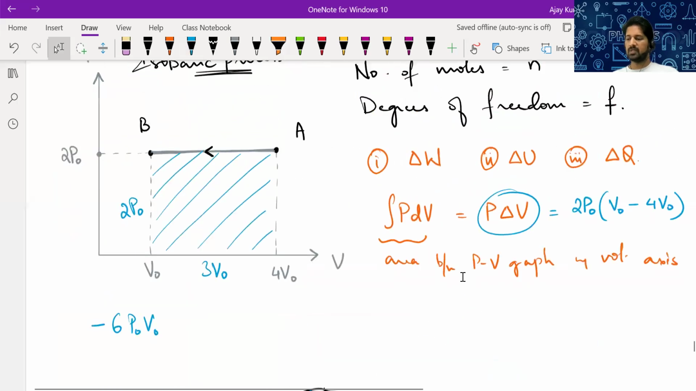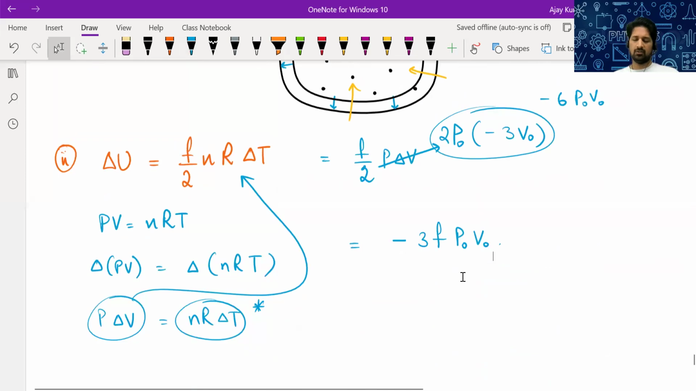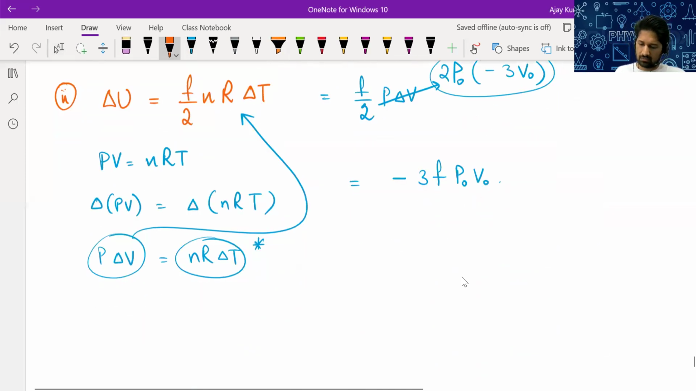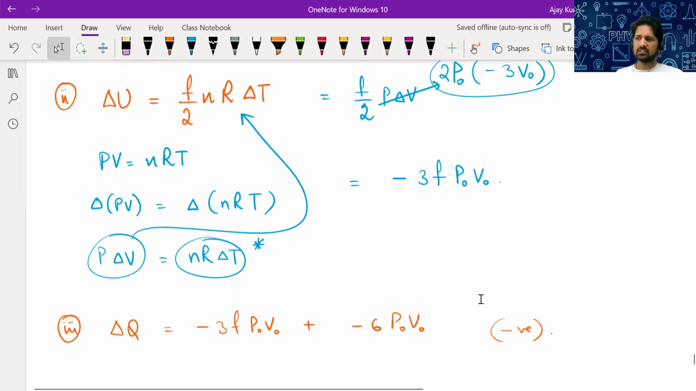Work done was minus 6 P naught V naught. Delta U is minus 3F P naught V naught. And if you know these two, you can calculate the heat supplied, delta Q, that is delta U plus work done. This is the total heat supplied and it will be negative. That's fine. So actually what is happening here is heat is being removed. That's why we got heat supplied as negative.